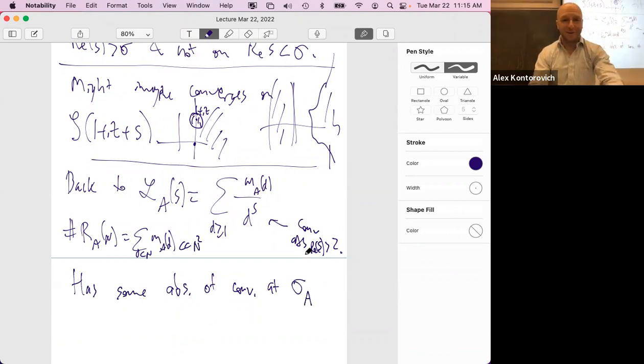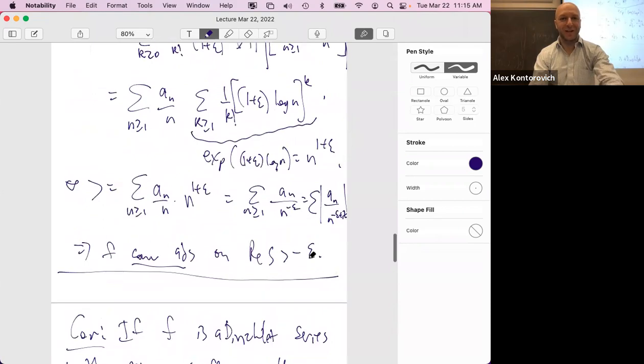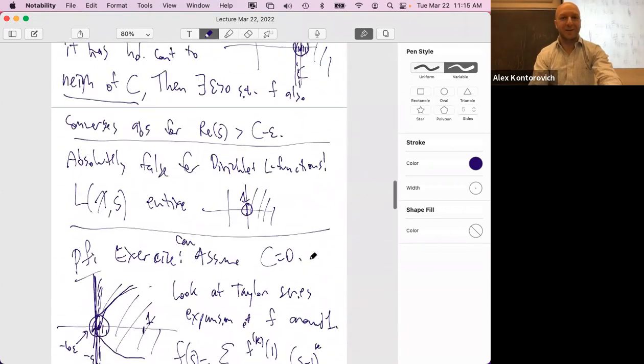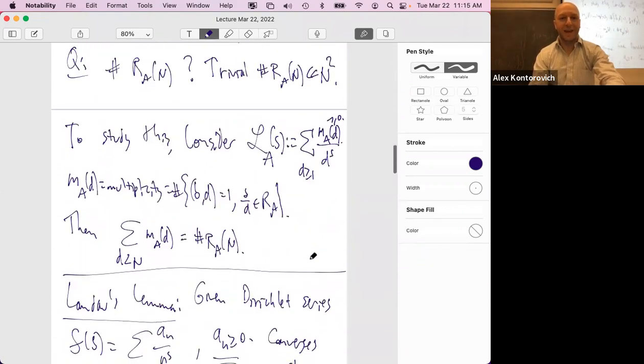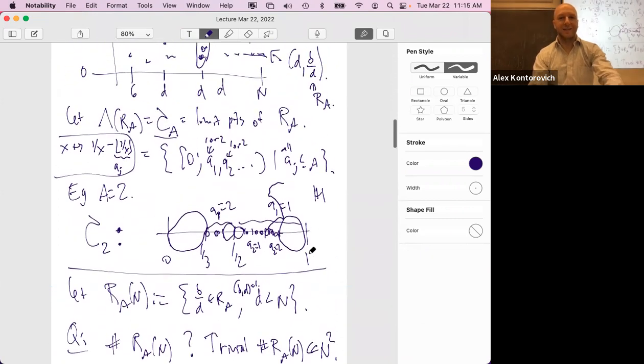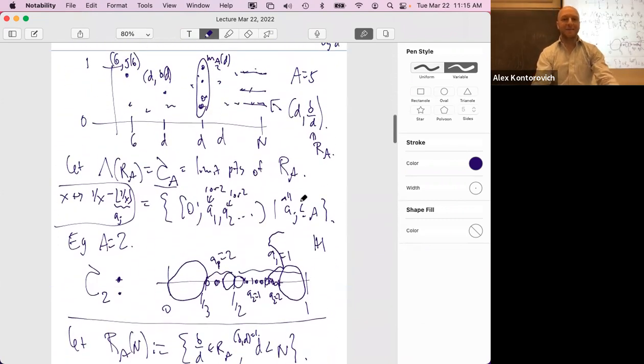And it turns out, so these Cantor sets C_A have some Hausdorff dimension. Let's call it delta_A, the Hausdorff dimension of the C_A's. So for example, this C_2, this Hausdorff dimension has been studied since the 40s.